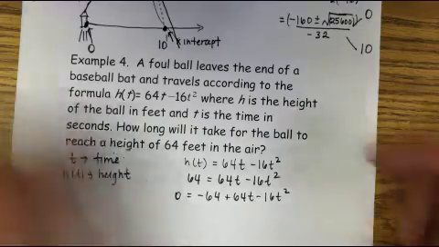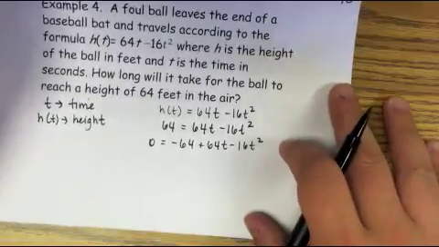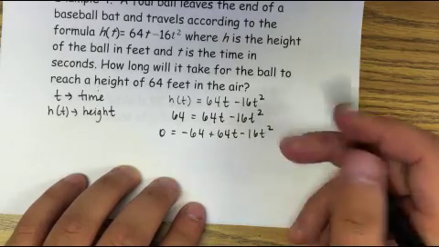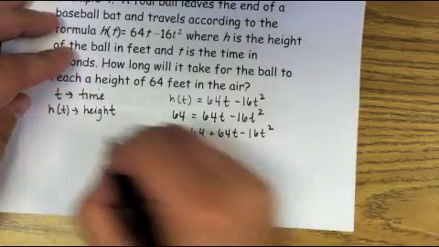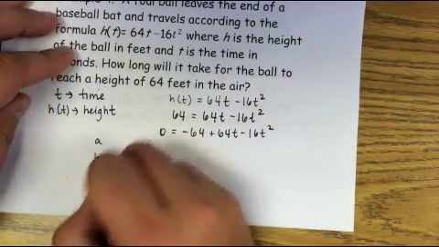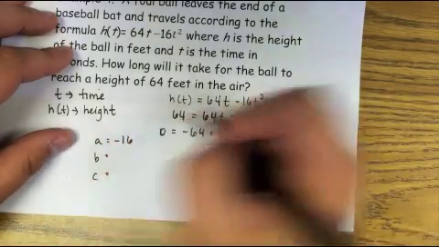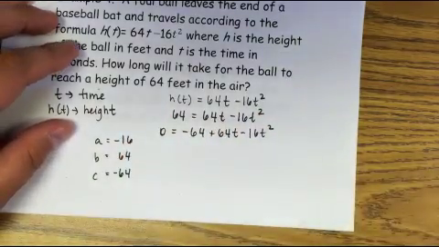Okay. Now look, if you're feeling overwhelmed with this, guys, this is going to take practice. So just take one thing at a time and you'll be all right. Now, let's clearly label what a, b, and c are and apply the formula. So a is negative 16, b is 64, and c is negative 64.